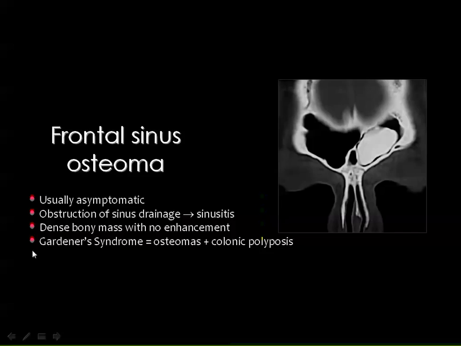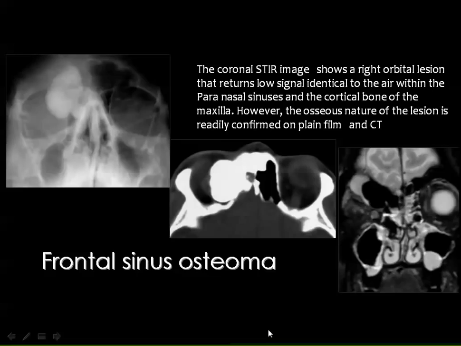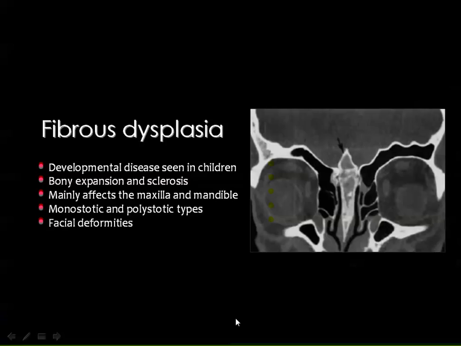And you know Gardner syndrome, which is a famous syndrome mentioned previously in the section on colonic imaging, which includes multiple lesions. Some of them are the osteomas and colonic polyps. This is a frontal sinus osteoma by X-ray, by CT, and by MRI. And you know that osteoma on MR will show very dark signal in the T1 and T2 weighted images because of the cortical bone containing non-mobile protons.